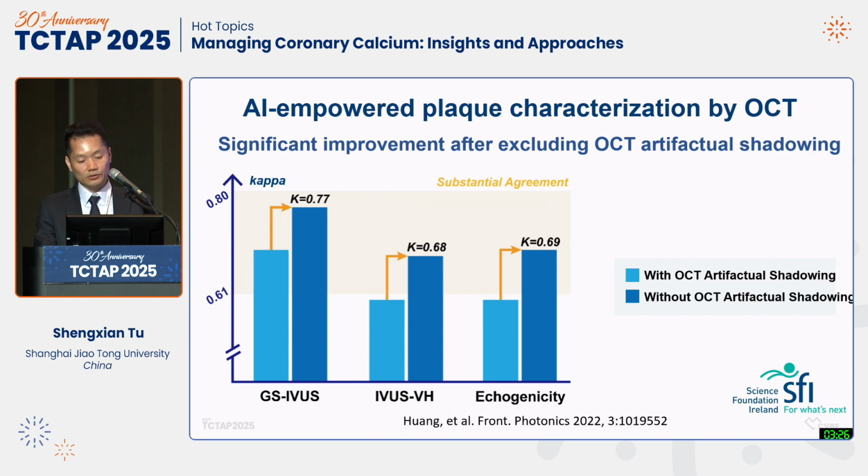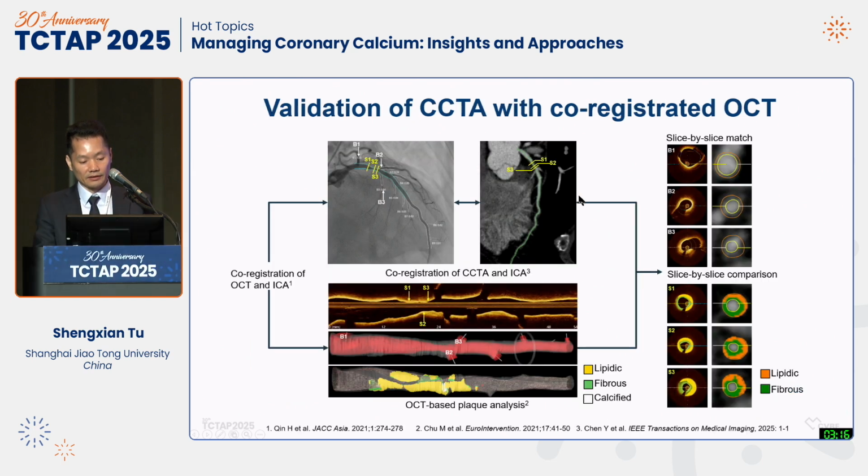So if we exclude the OCT artifact, you can see there's substantial agreement among the different imaging modalities for calcified lesion detection. So then we go to the comparison between CT and OCT. One thing that we want to make sure is that we are exactly comparing the same cross-section, not by visual link, but more by software.